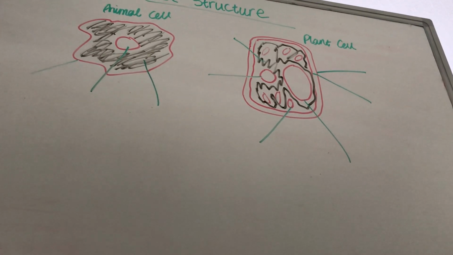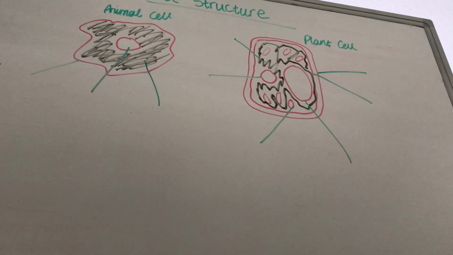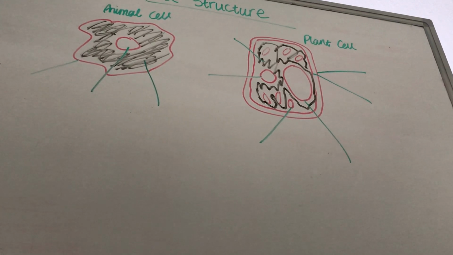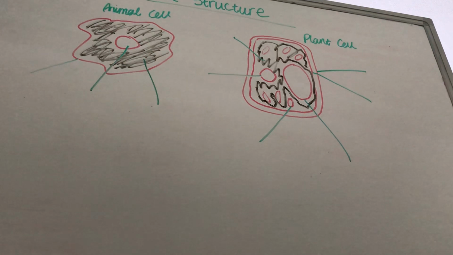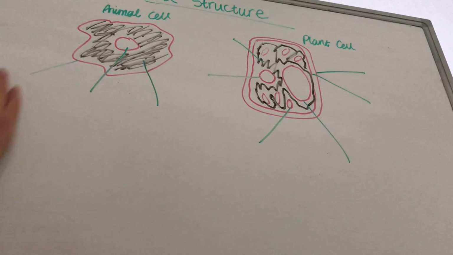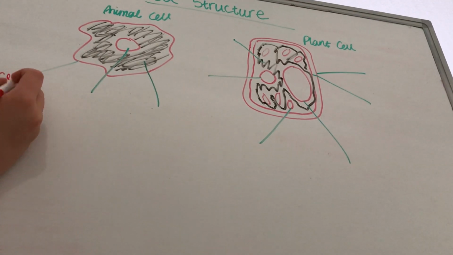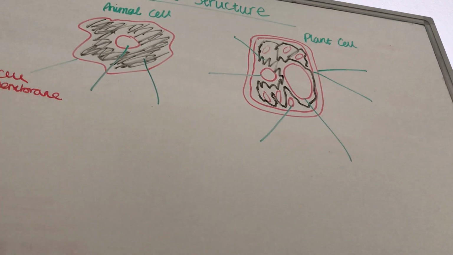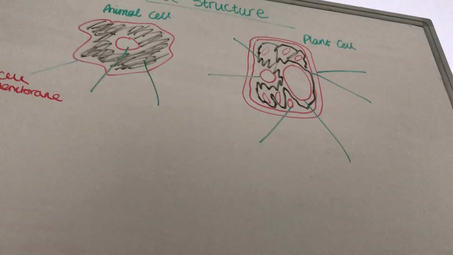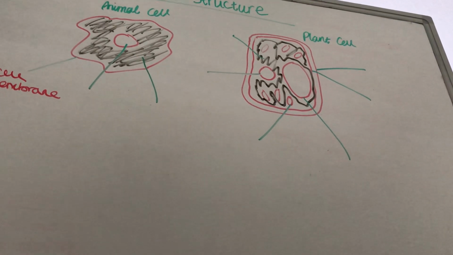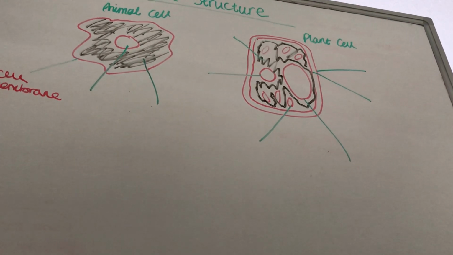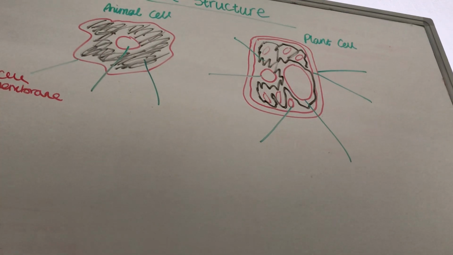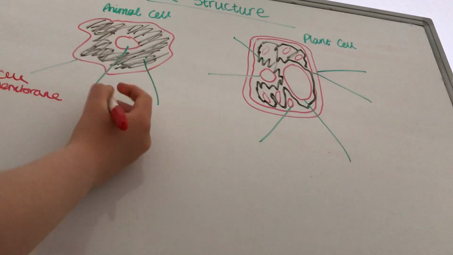So, first of all, I'm going to label the structures within the animal cell and their functions, and then I'll do the same for the plant cell. The first structure we're going to look at in the animal cell is this line here that goes around the cell, and that's the cell membrane. The cell membrane controls the movement of substances in and out of the cell, so it chooses what gets in and out. The next part of the animal cell is the nucleus.